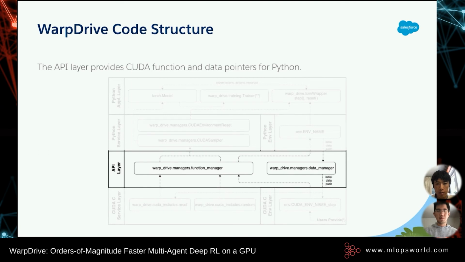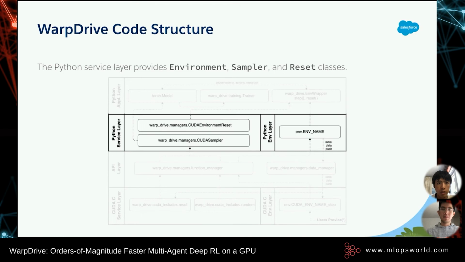Then we have this Python API layer I just mentioned, and above that we have this Python service layer, which provides an environment sampler and the reset classes. Remember, in the very bottom, we have those reset, random, and environment reset, environment step function CUDA kernels. So this layer basically has those Python classes uniquely mapping to each individual CUDA C functionality. For example, CUDA sampler will fully manage the CUDA random kernel functions in the backend. So from the user's perspective, you just need to use those Python classes, then you can fully manage what you expect to be done in the GPU backend.